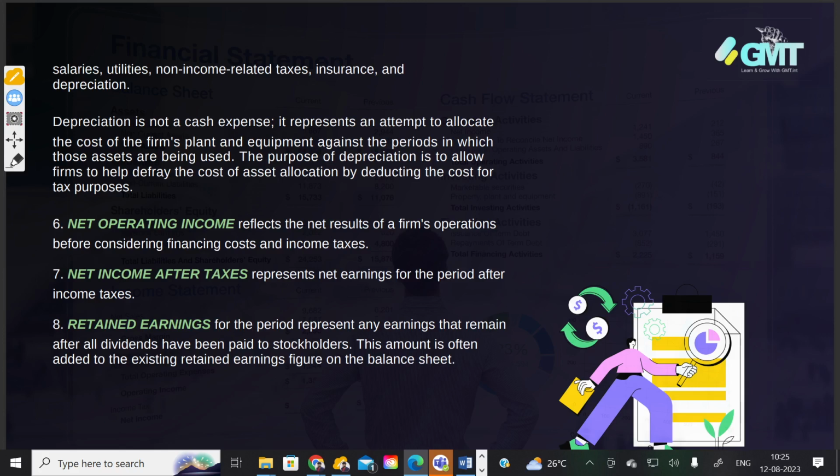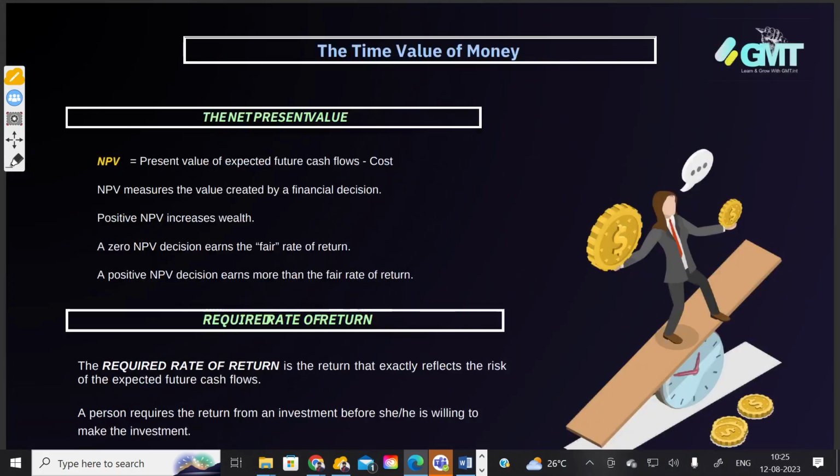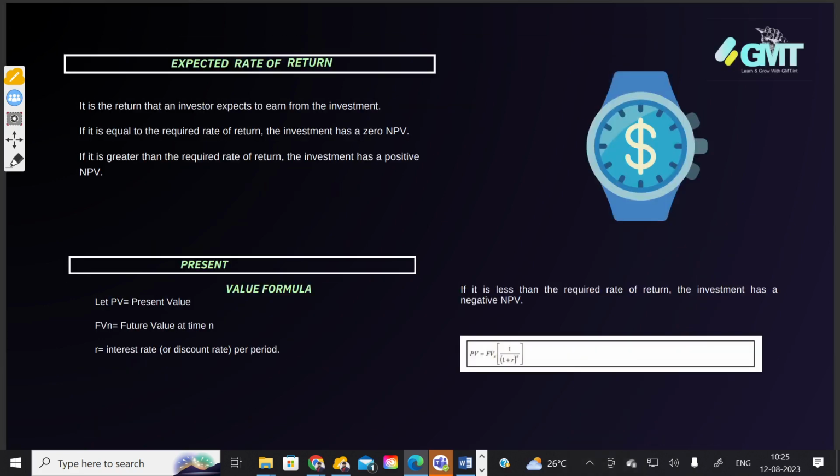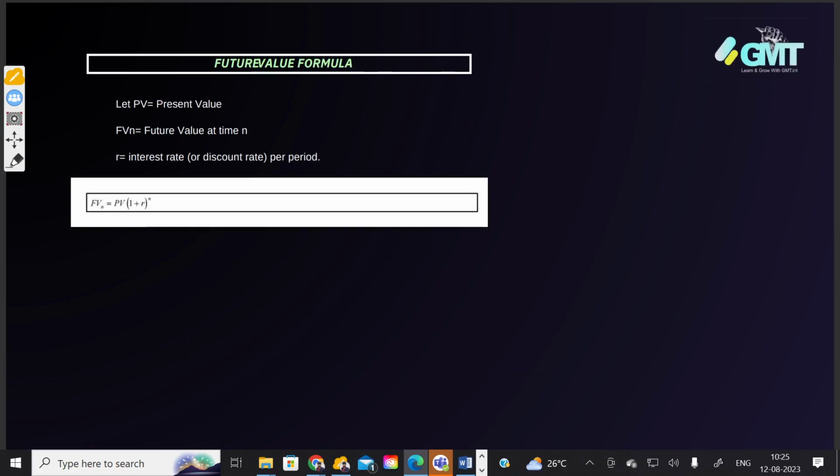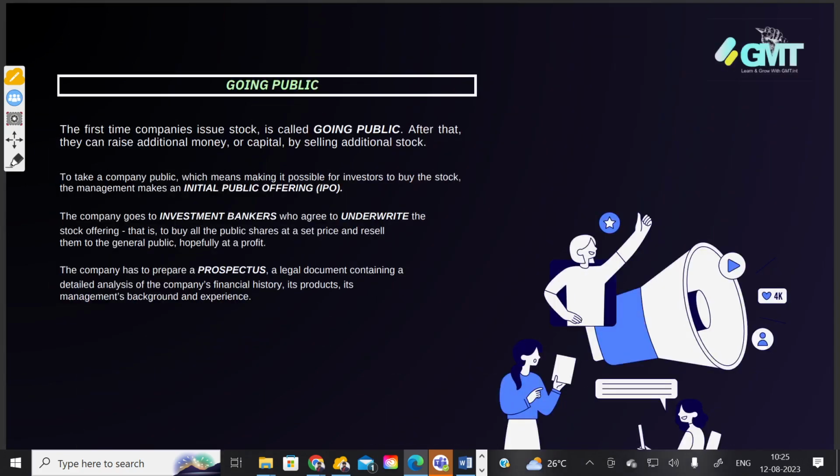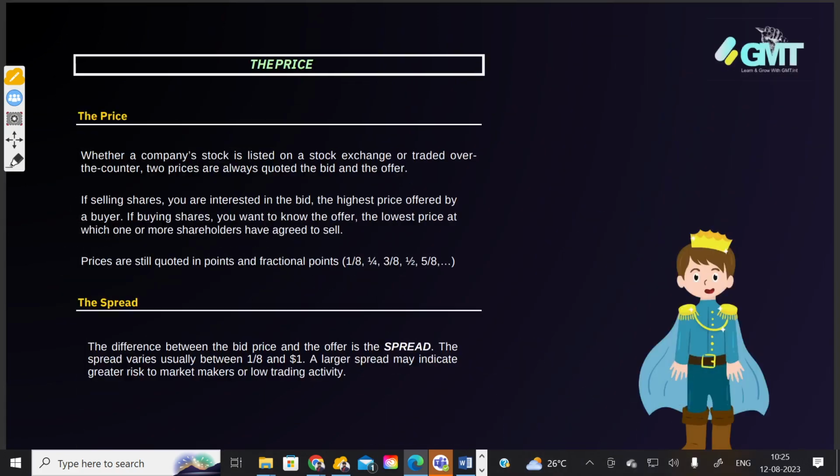All right. So this portion, the NPV and time value, we will also cover in another session, as I said.